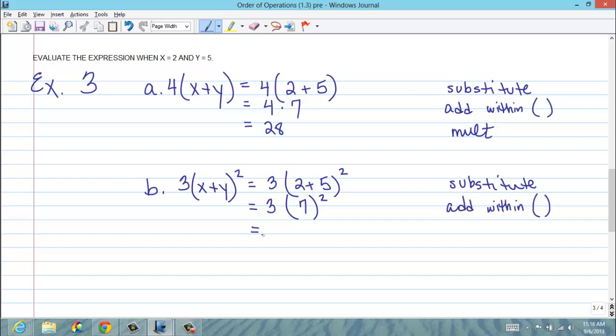Okay, then we do powers and exponents. So 3 times, what is 7 squared? That would be 49. So 3 times 49. What did we do here? How did we get this line? We evaluated the power. Okay, and then now we can go ahead and multiply 3 times 49 and get 147. How did we get this answer? We multiplied.